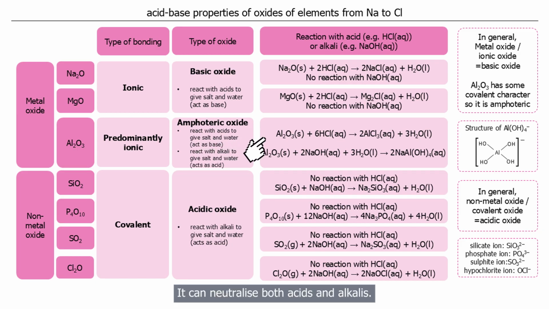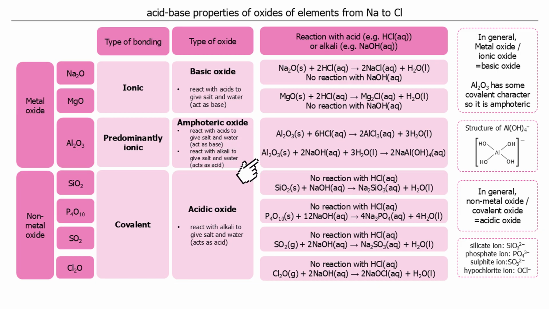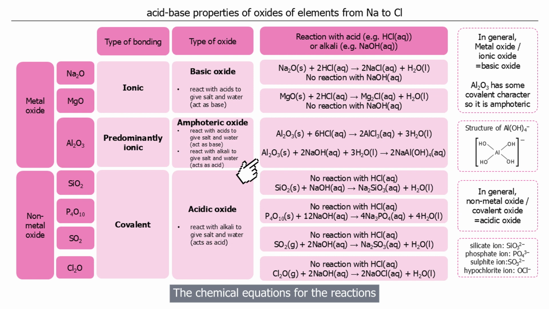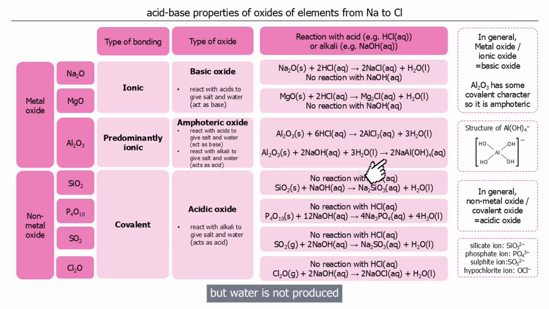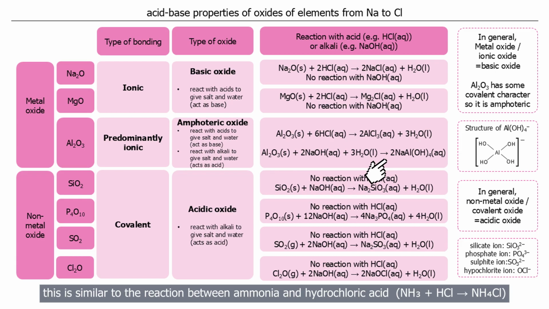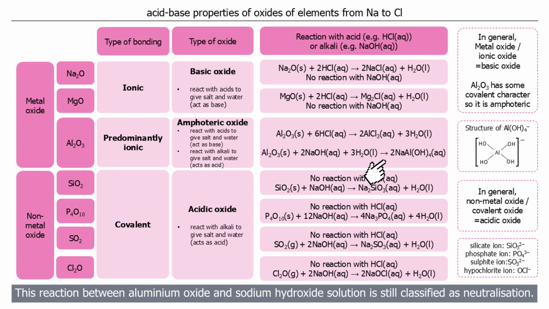It can neutralize both acids and alkalis. The chemical equations for the reactions between aluminum oxide and hydrochloric acid or sodium hydroxide are shown here. Note that when aluminum oxide reacts with sodium hydroxide solution to give a salt, water is not produced. This is similar to the reaction between ammonia and hydrochloric acid. This reaction between aluminum oxide and sodium hydroxide solution is still classified as neutralization.